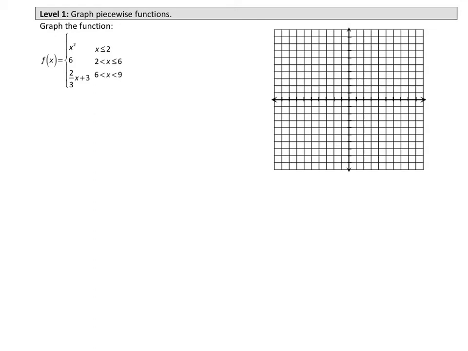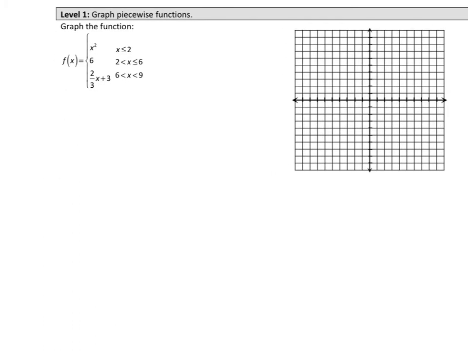In level 1, you're going to be graphing different types of functions, which is a review. But one of the skills that you're going to need in pre-calc is graphing a piecewise function. When you graph a piecewise function, you're graphing different functions for different domains of the graph.